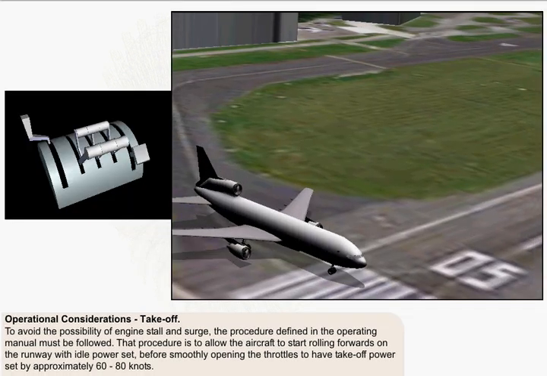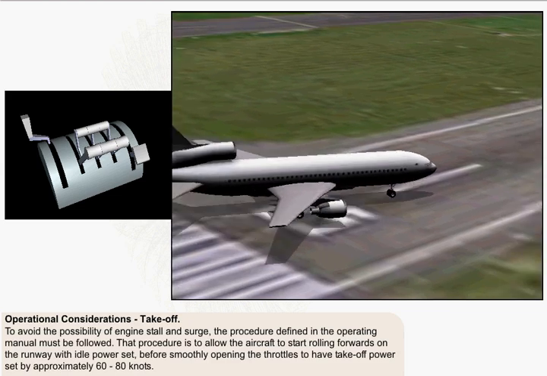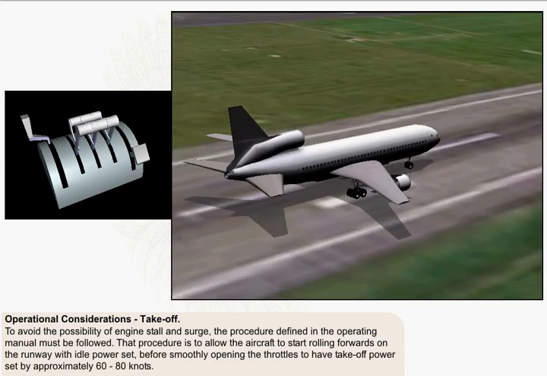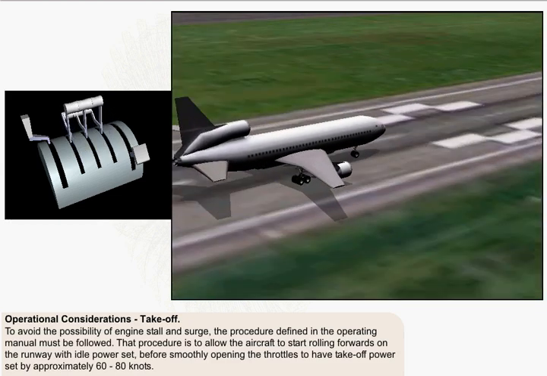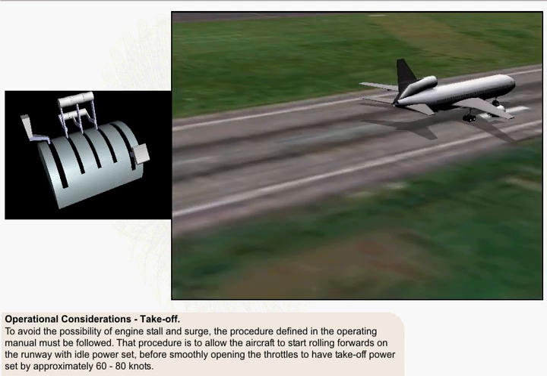To avoid the possibility of engine stall and surge, the procedure defined in the operating manual must be followed. Typically for this type of aircraft, that procedure is to allow the aircraft to start rolling forwards on the runway with idle power set, before smoothly opening the throttles to have takeoff power set by approximately 60 to 80 knots. This procedure is termed a rolling takeoff.